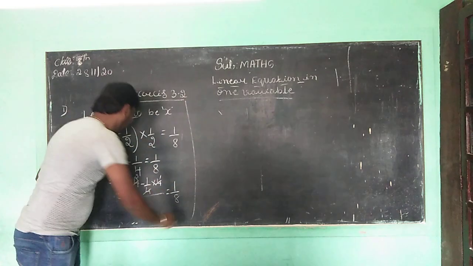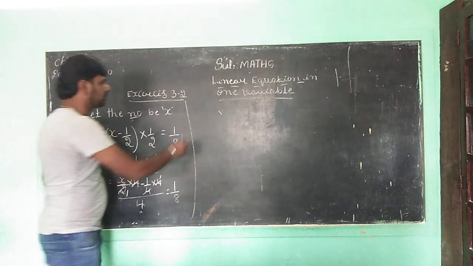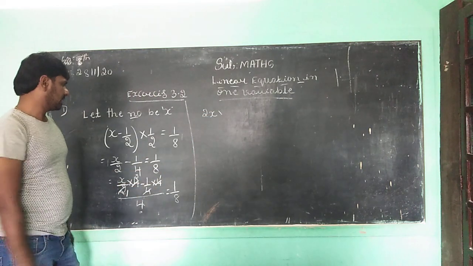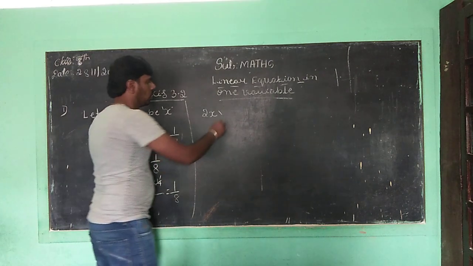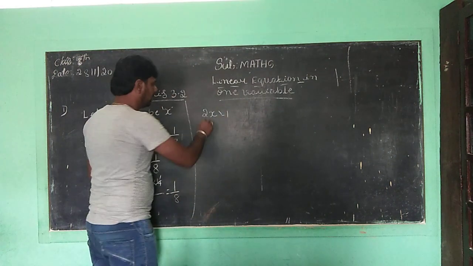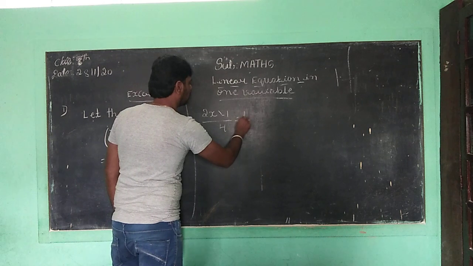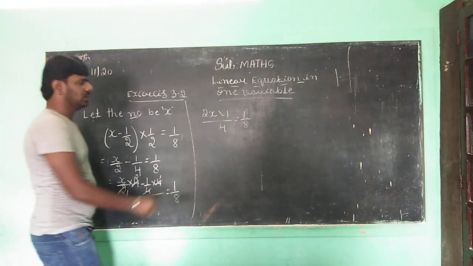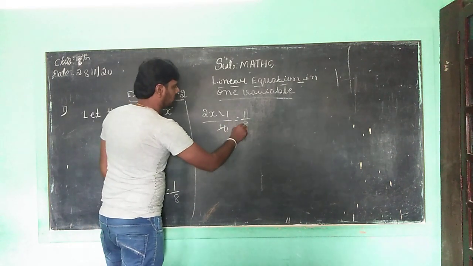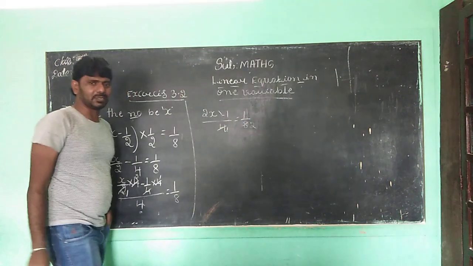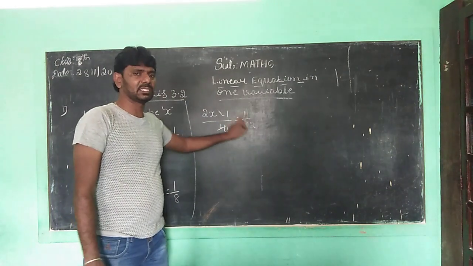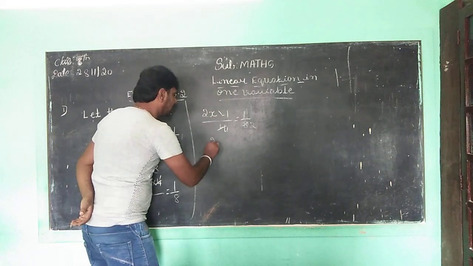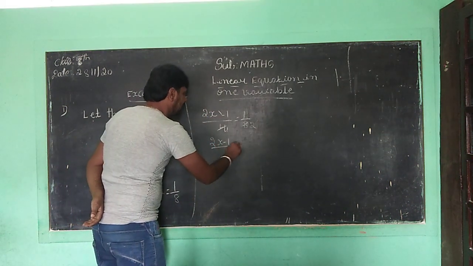Correct children? How can we find out? 2 into x is 2x. Correct children? Minus 1 into 1. Correct. How can we take this one also? Minus 1 divided by 4 is equal to 1 by 8. Correct children? Now you want to divide by this denominator. 4 1s are 4, 4 2s are 2. Children, it is easily cancelled because this is a denominator, this is also a denominator. You want to divide means it is easily cancelled. So we can take this one, 2x minus 1 by 1 is equal to 1 by 2.